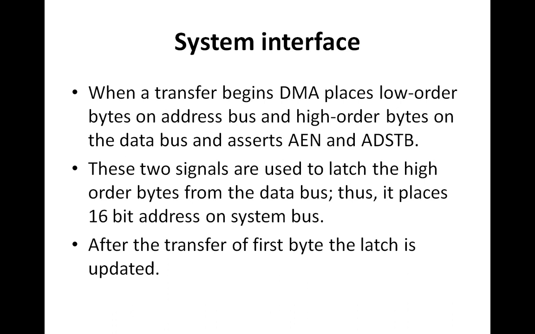Now, whenever a transfer begins, the DMA is going to place the lower order byte on the address bus and the higher order byte on the data bus. This has to be very clear: lower bytes are placed on the address bus and higher order bytes are placed on the data bus. It is going to assert AEN, the address enable signal, as well as the address strobe signal. These two signals, AEN and ASTB, are used to latch the higher order byte from the data bus. Higher order bytes are available on the data bus, so these two signals latch them. Thus, it places the 16-bit address on the system bus.